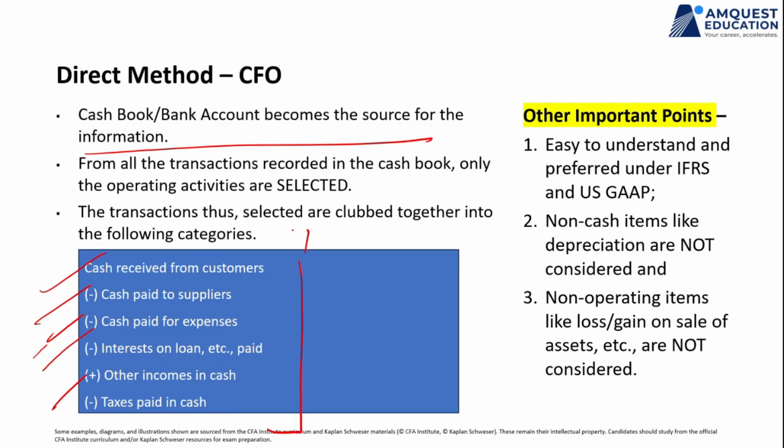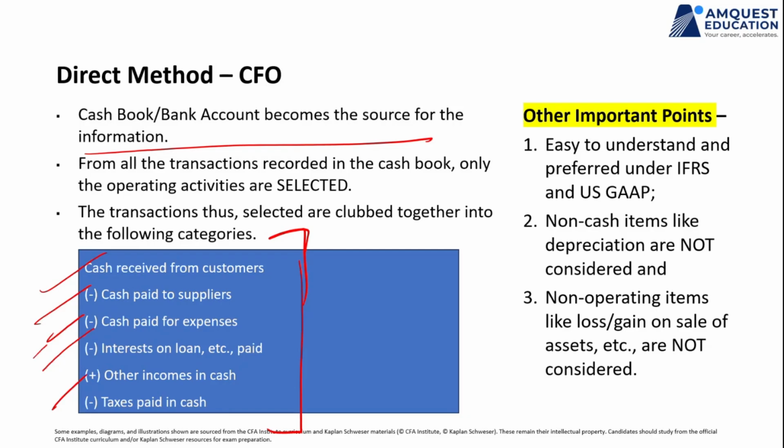All these numbers will be available in your cash book, and you can add, subtract, and get to the cash flow from operation number. The benefit: it's easy to understand. A lot of people will be able to easily comprehend cash accounting. How much money comes in, how much money is going out, and it's convenient for some of them to work with this number. Non-cash items like depreciation are not considered. So in your cash book, you won't have anything like depreciation to be considered.